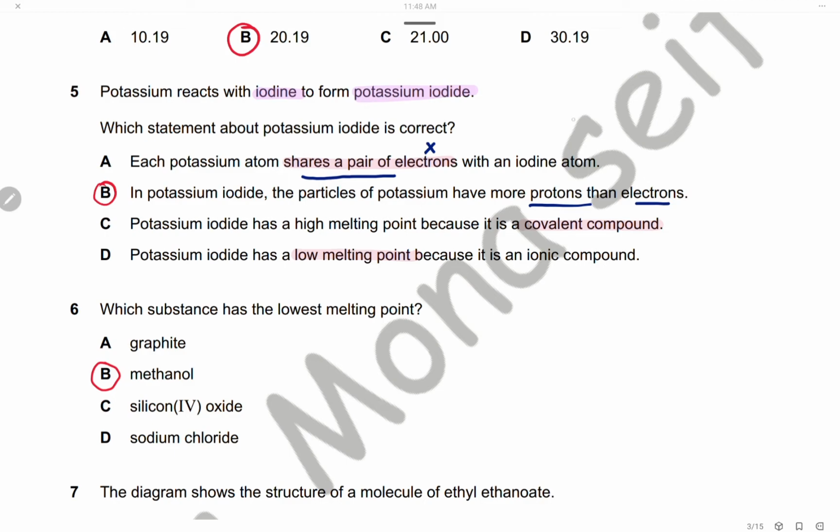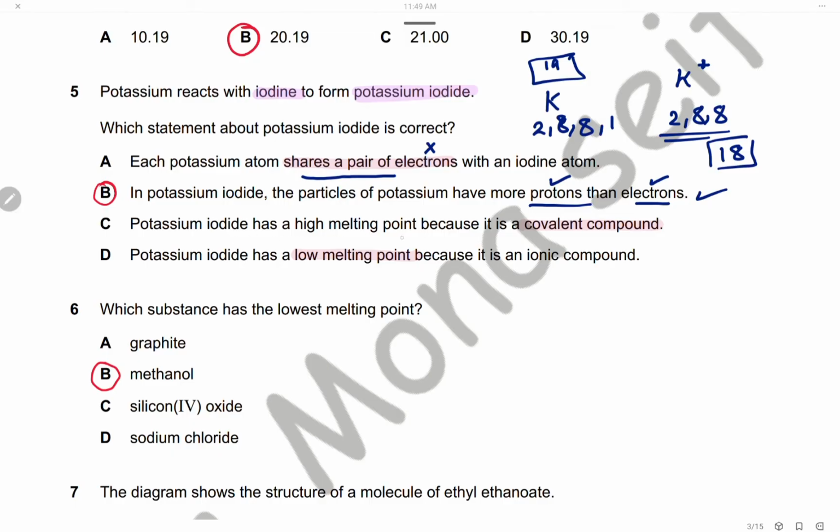In potassium iodide, potassium metal, which has 19 electrons, 2, 8, 8, 1, loses 1 electron to form the potassium positive ion, which is 2, 8, 8. So now potassium has only 18 electrons and 19 protons. The particle of potassium inside potassium iodide has 19 protons and 18 electrons, so it has more protons than electrons. Statement B is correct.